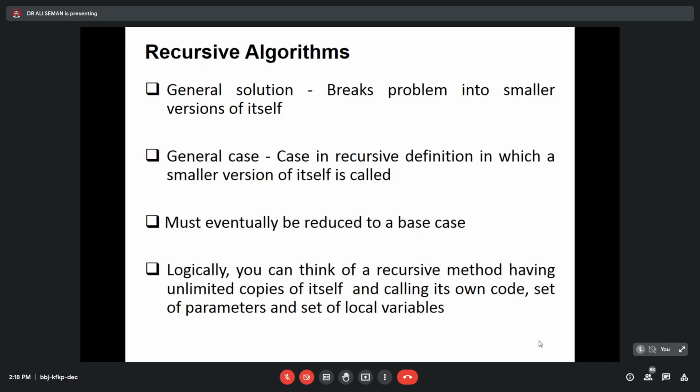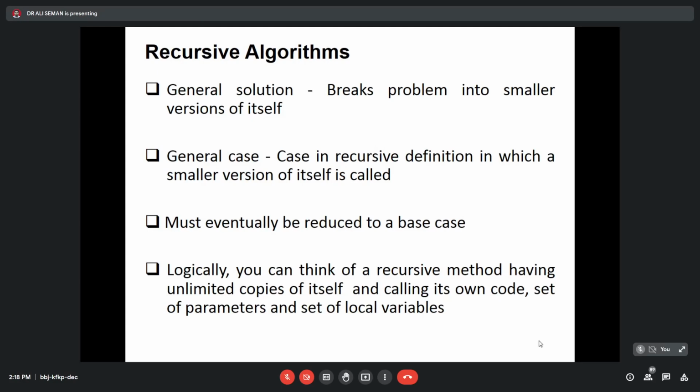For n equal to 1, automatically the result is 1, for example. Okay. So logically, you can think of a recursive method as having unlimited copies of itself. This is how we can imagine recursion: you have a problem, you have the method, and after that it repeats, and for each repeat it copies basically the same thing, but it's a smaller version.